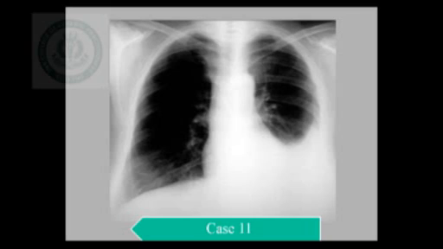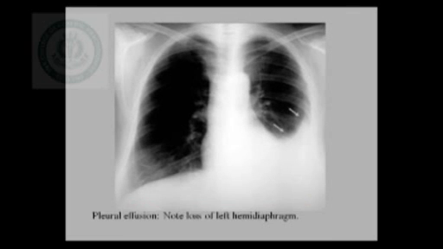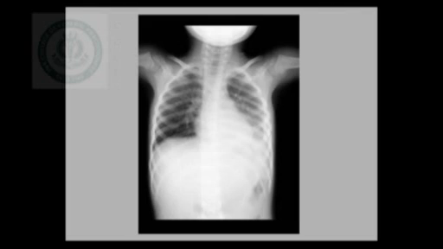Again, an opacity that is obliterating the left costophrenic angle, and if you concentrate on the upper border of the opacity, that forms a curve, that is a concavity upward. That is a case of left pleural effusion. This is a typical appearance of left pleural effusion. In contrast, you see here a lamellar effusion wherein you see the opacity forming a vertical stripe of line which is parallel to the left chest wall, and these are called lamellar type of effusions and are more common secondary to infections of the left lower lobe.